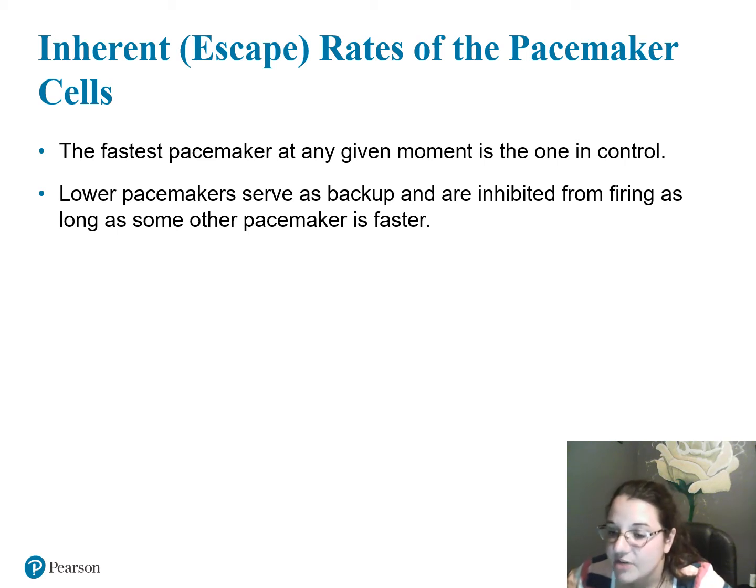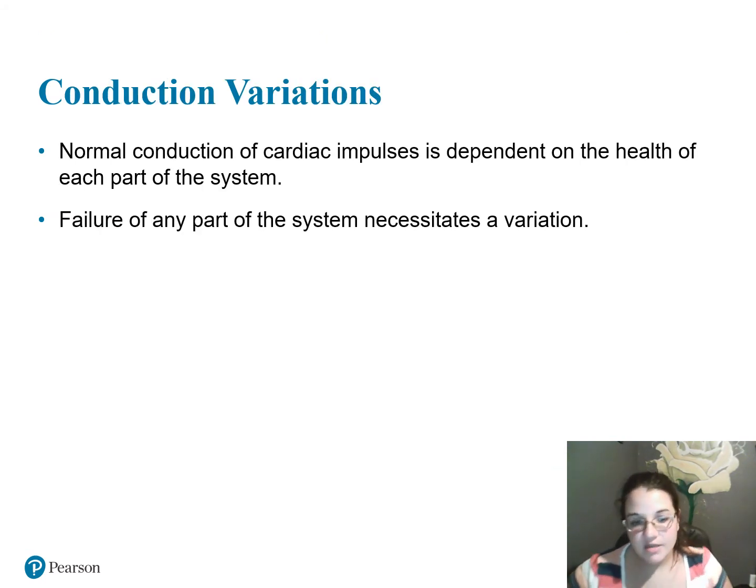But if my pacemaker fails, my AV now becomes the pacemaker of the heart. Or if my AV fails, my ventricles become the pacemaker of the heart. Conduction variation. A normal conduction of cardiac impulses is dependent on the health of each part of the system. Failure of any part of the system necessitates a variation.